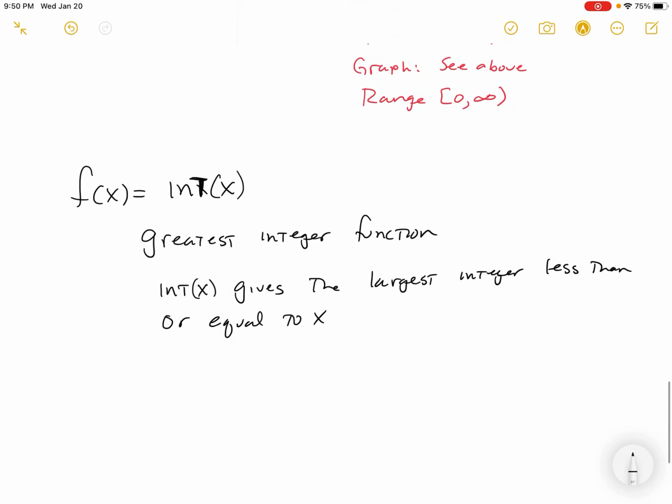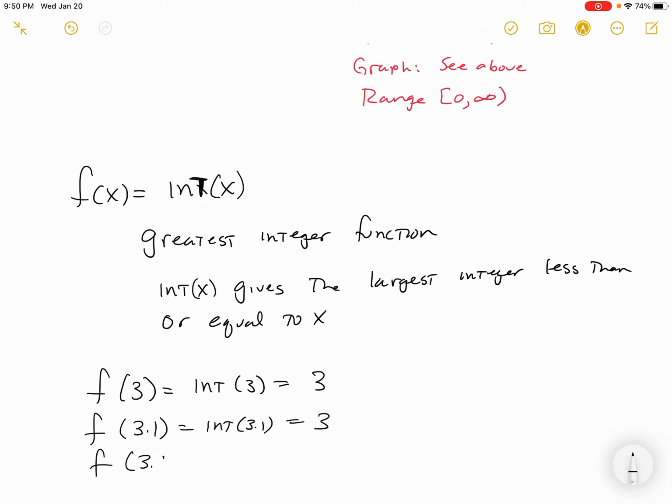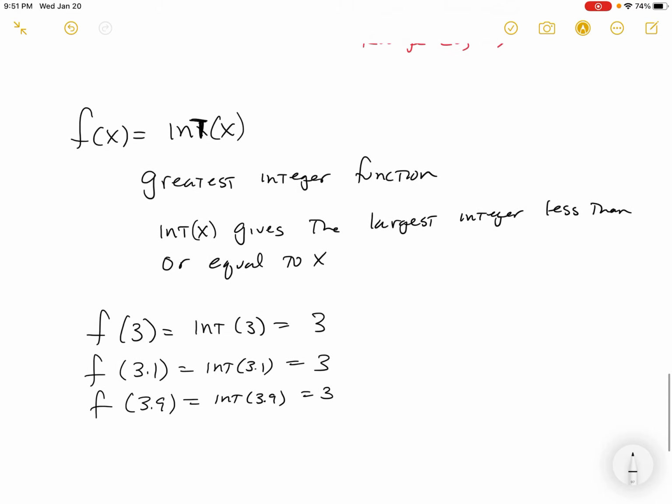Okay, so what are we talking about? f of 3, int 3, would be the greatest integer less than or equal to 3, which is 3. Int 3.1: what's the greatest integer less than or equal to 3.1? 3. f of 3.9, int of 3.9: the greatest integer less than or equal to 3.9 is 3. And so it stays constant at 3 until you plug in 4. Int of 4 would be 4. f of 3.98 is the int of 3.98, which is 3.